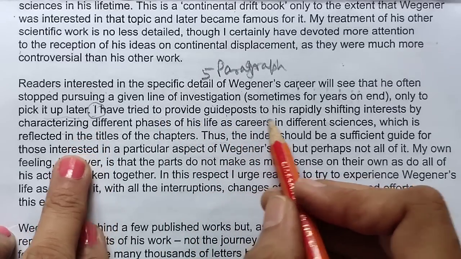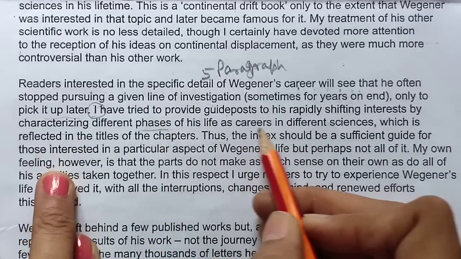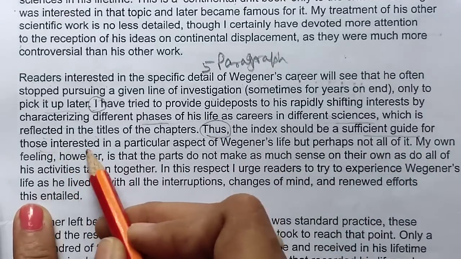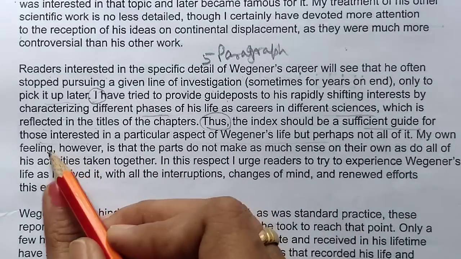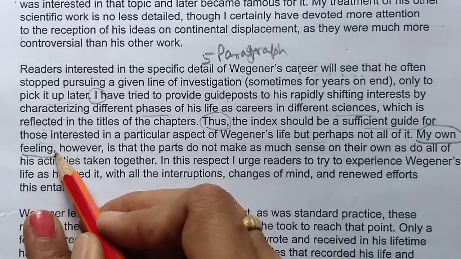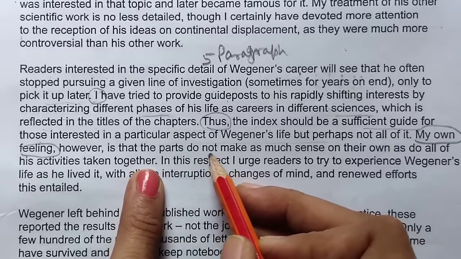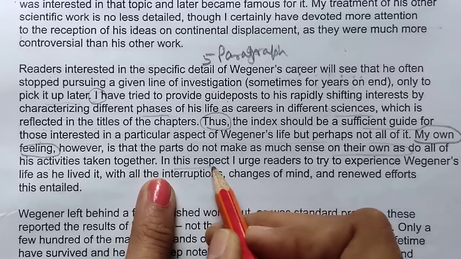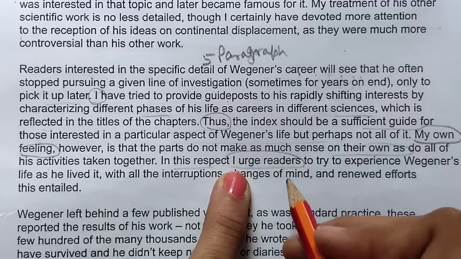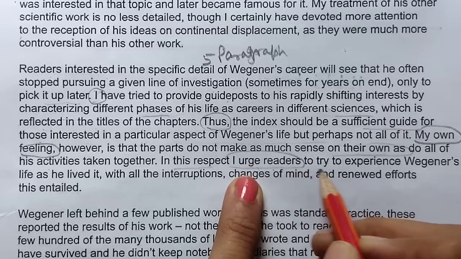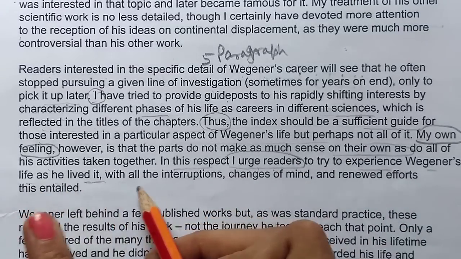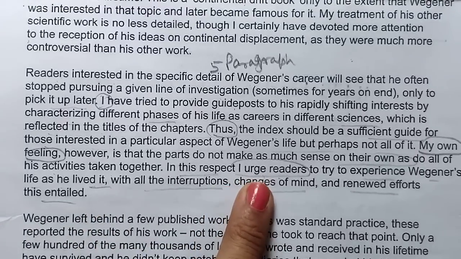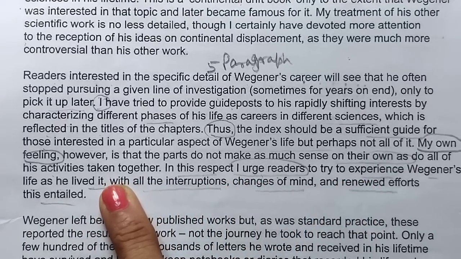I have tried to provide guideposts to his rapidly shifting interest in different phases of his different sciences, which is reflected in the titles. Thus, the index should be a sufficient guide for those interested in a particular aspect of this, but perhaps not all. My own feeling, however, okay, my own feeling, that is the answer, is that parts do not make much sense on their own, only all of his activities together. In this respect, I urge readers to try to experience Wagner's life as he lived it, with all the interruptions, changes of mind and renewed efforts this entailed. Okay, he is urging readers to read this person's lifestyle and all.